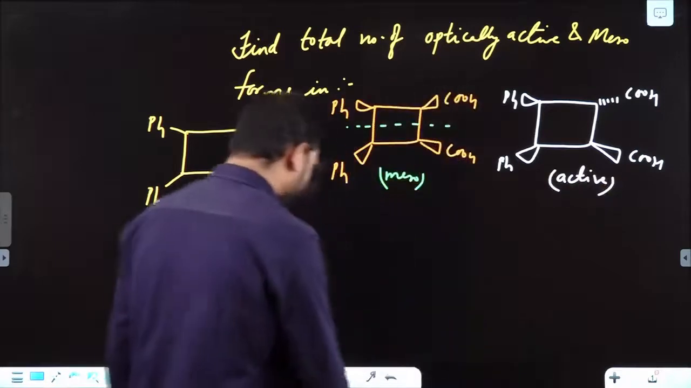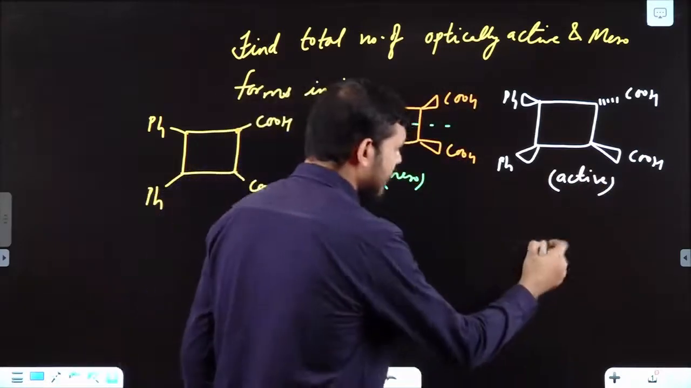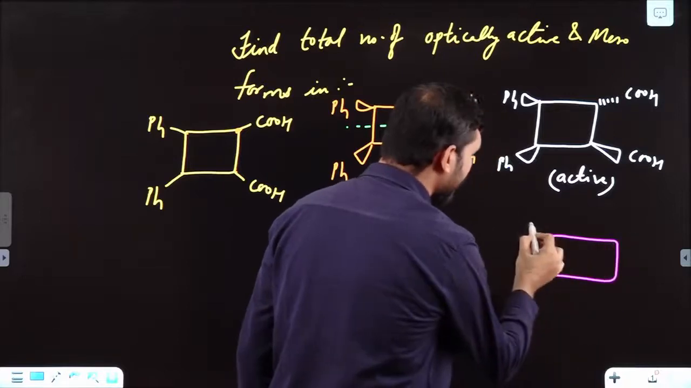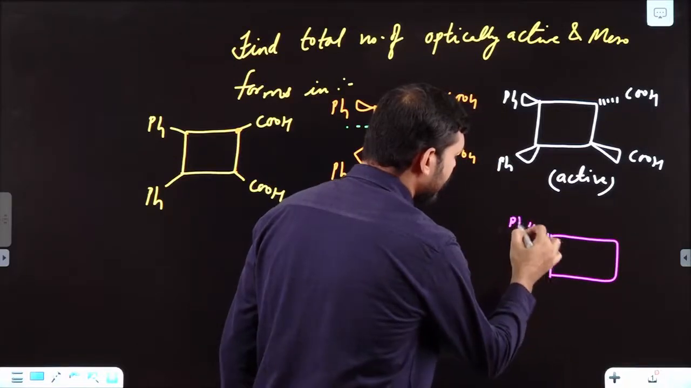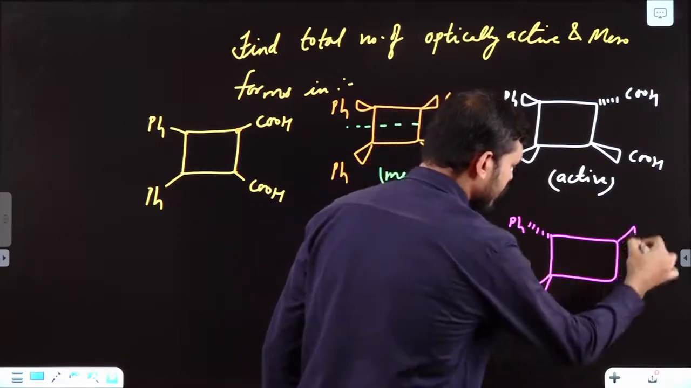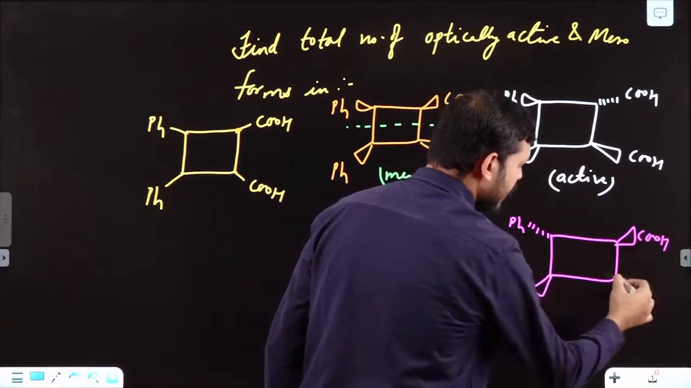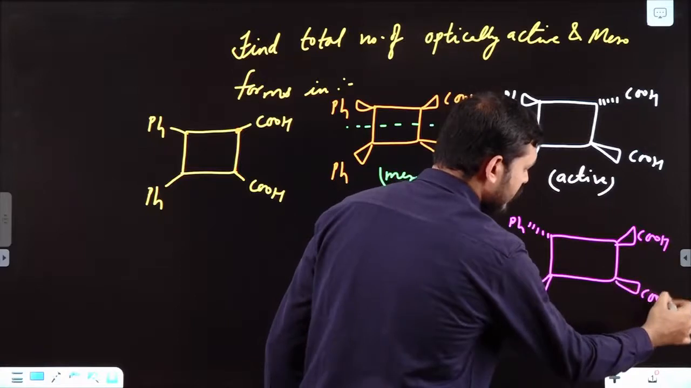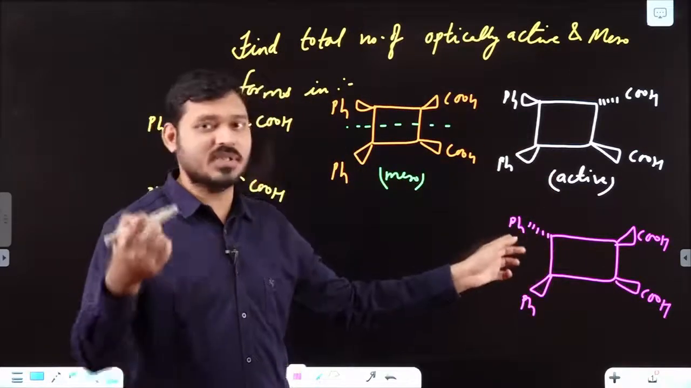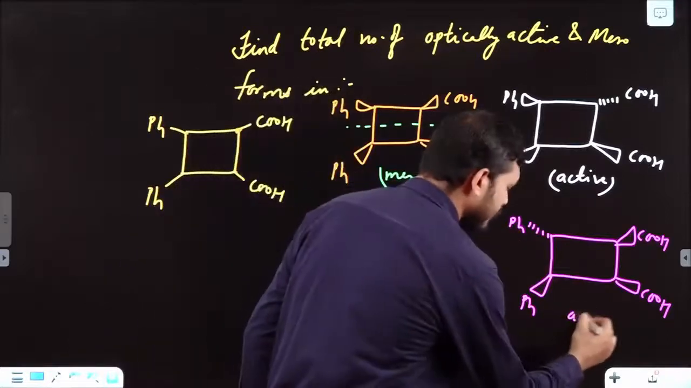Okay, now let me draw the next case. Now I am making this pH on the opposite side. Okay, the rest 3 on the same side. Now this is also same like this only, but here pH on the opposite side, it is also active.